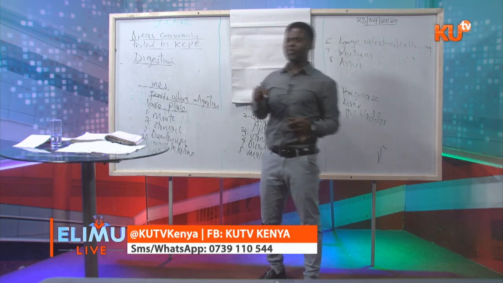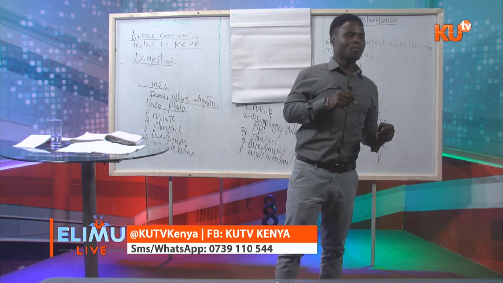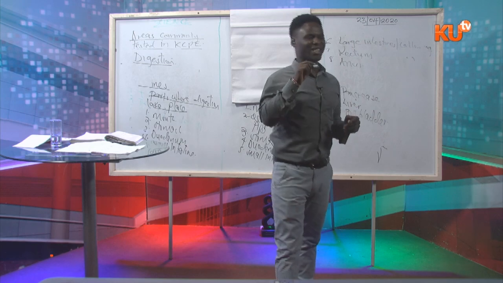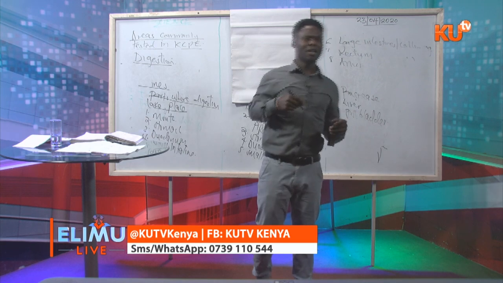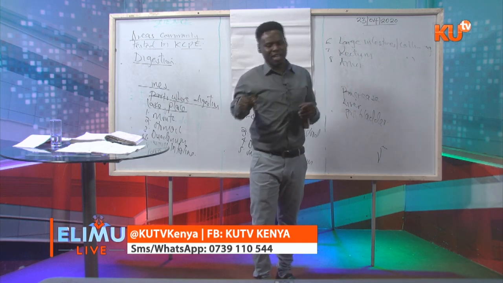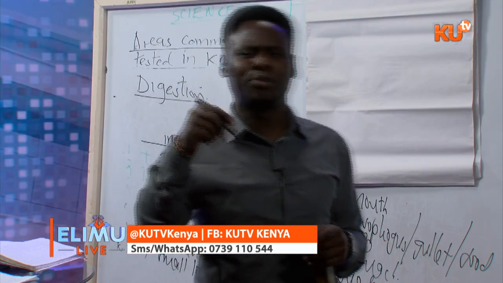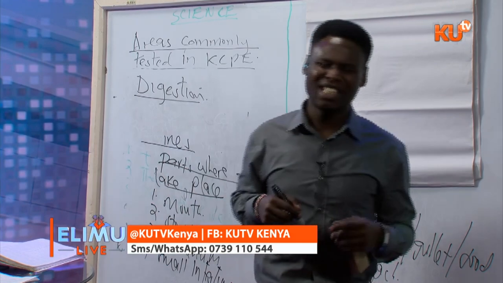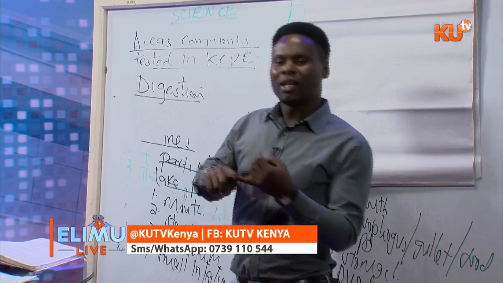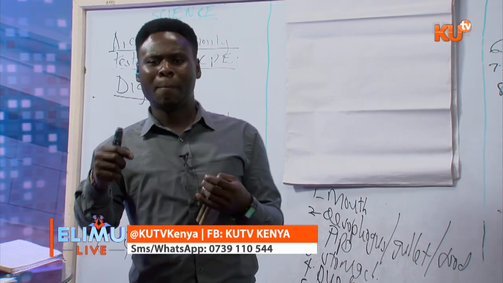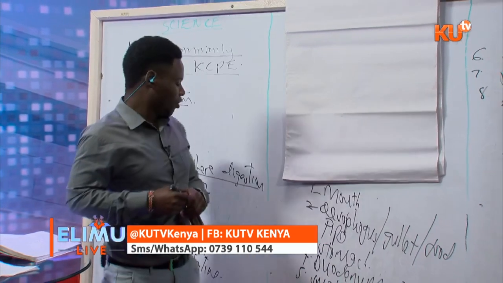Now, which type of food is digested in the mouth? In the mouth, carbohydrates or starch is digested by the help of saliva, which is a digestive juice. Therefore, we can say that the digestive juice in the mouth is saliva, and this saliva is produced by the salivary glands found in the mouth.